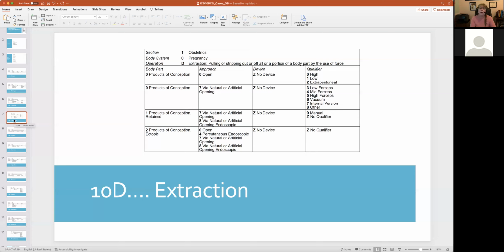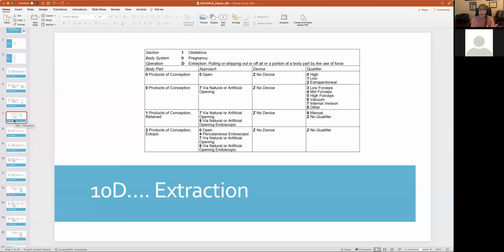All right. Now, the third row on this table is the number 1, and you'll notice products of conception retained. Now, there are times when a woman may give birth and does not end up passing the placenta or some fluid or something like that. Okay, there are parts left inside.